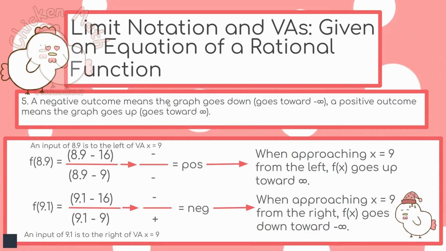So when you have a negative outcome, that means that the graph goes downwards. So the graph is going to be approaching negative infinity. And if you have a positive outcome, the graph is going to be approaching infinity. Since f of 8.9, which is on the left of our vertical asymptote, is positive, that just means that when you're approaching x equals 9 from the left, your f of x graph goes upwards. And since 9.1 is to the right of your vertical asymptote and it's negative, that just means as f of x approaches your vertical asymptote from the right, we're going to go downwards. We're going to go towards negative infinity.